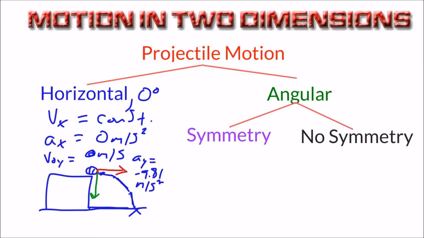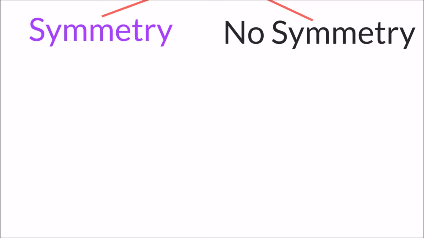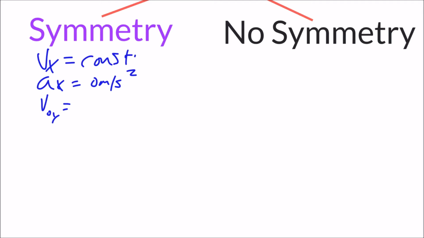Now let's talk about angular projectile motion. This can be split into angular projectile motion with symmetry or without symmetry. So let's look at those scenarios. If we're talking about symmetry, we know that the x velocity is still going to be constant. We know that the x acceleration is still going to be 0 meters per second squared. The y velocity is going to be the original velocity times the sine of the launch angle. And we know the acceleration in the y-axis is going to be negative little g, in other words, negative 9.81 meters per second squared.